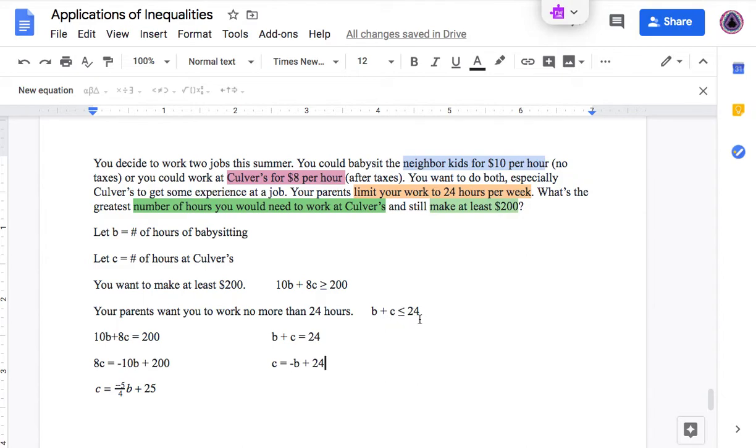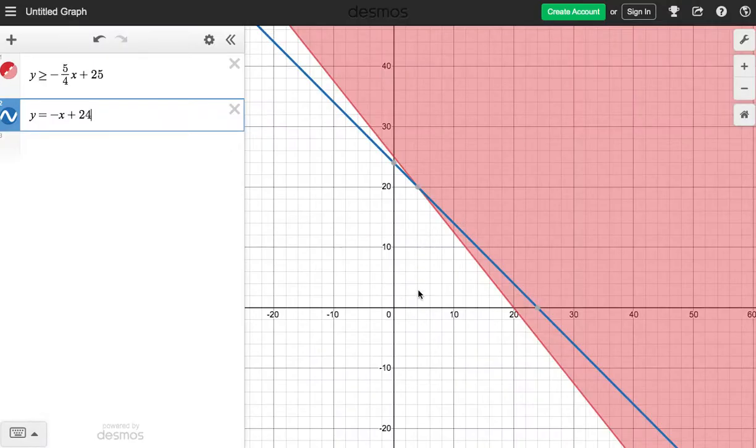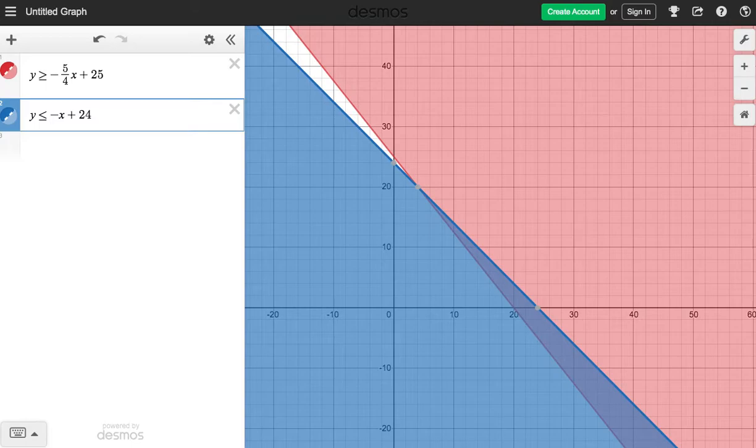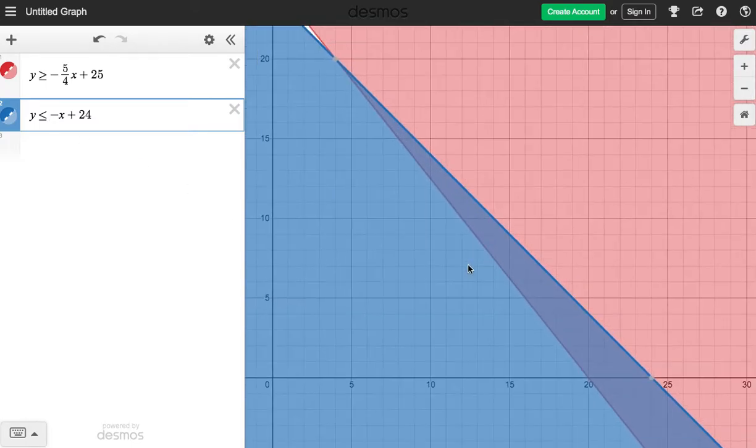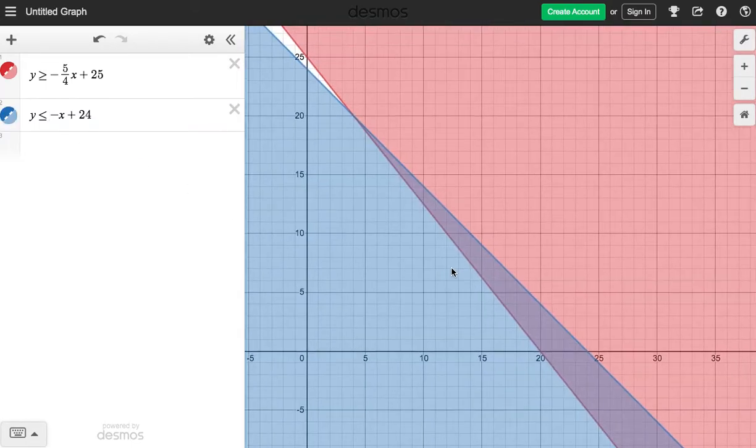0, 0 would definitely meet my parents' criteria of less than 24 hours. So we need to shade that graph below the blue line. I'm going to just try less than or equal to because that makes sense. Wow, there it is. Let's make this bigger so I can see it. So now the question is, where, oh where, will I find the final answers?